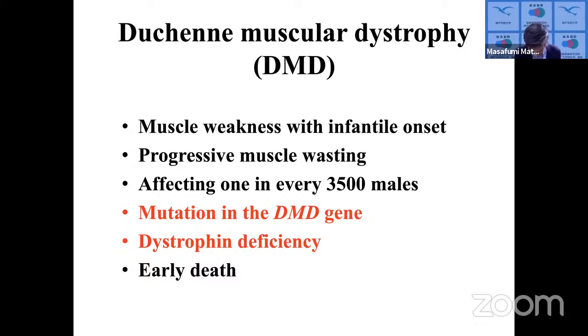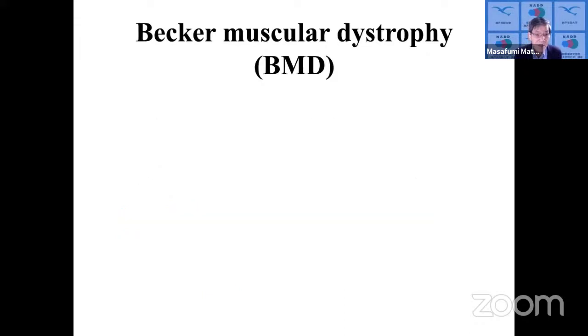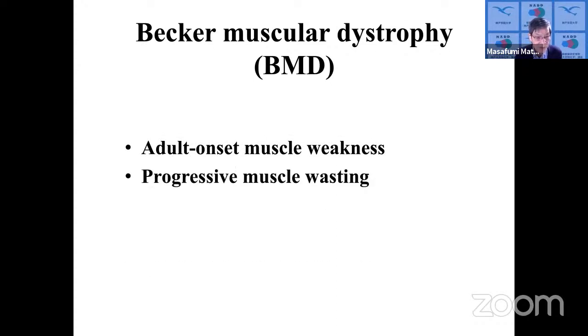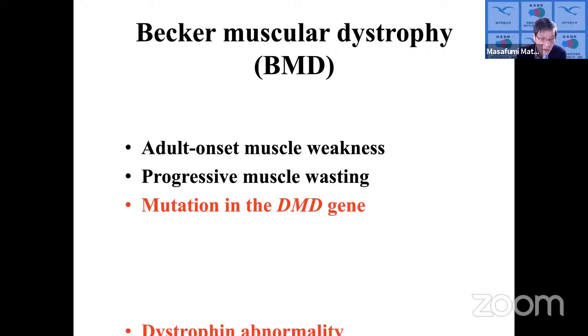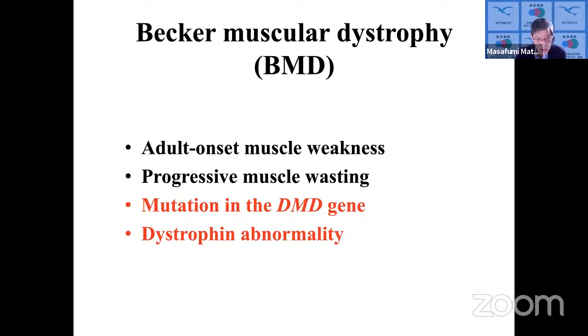At the same time, another type of muscular dystrophy is known as Becker muscular dystrophy. This is characterized by adult onset muscle weakness and progressive muscle wasting. Remarkably enough, we know DMD patient has mutation in the DMD gene. And also, they have dystrophin abnormality. So these 2 diseases are allelic diseases.